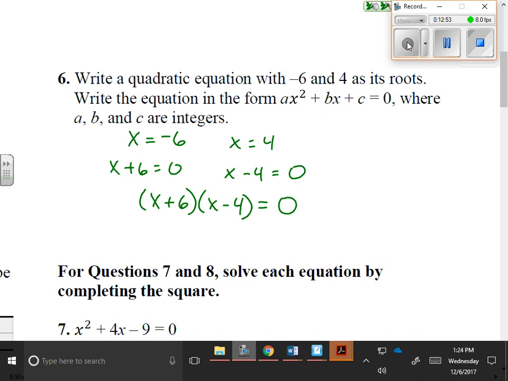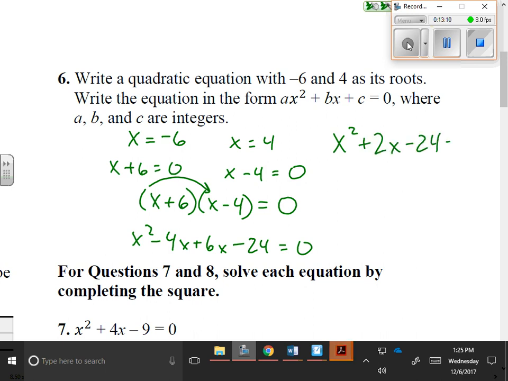And if we FOIL that, we get X squared minus 4X plus 6X minus 24. And we combine the middle two terms, X squared plus 2X minus 24 equals 0.